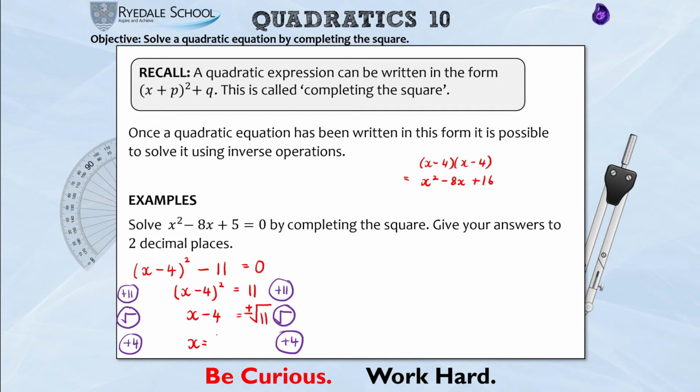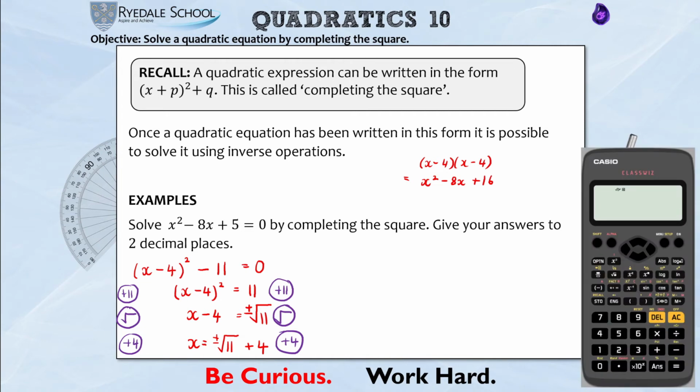So my final answer is plus or minus the square root of 11, and the inverse of take away 4 was add 4. And I've said give your answers to 2 decimal places. So this is where we're going to need our calculator. So using my calculator, I need to do the positive square root of 11. So I'm going to press positive square root of 11.